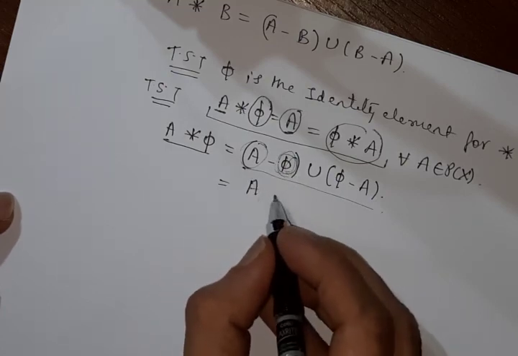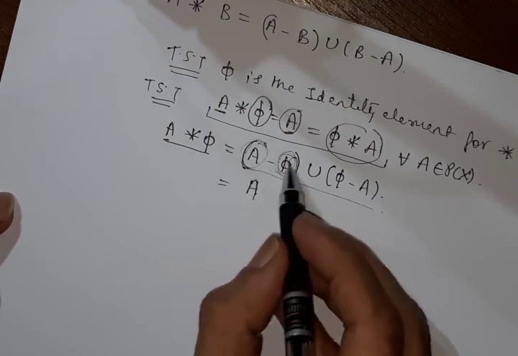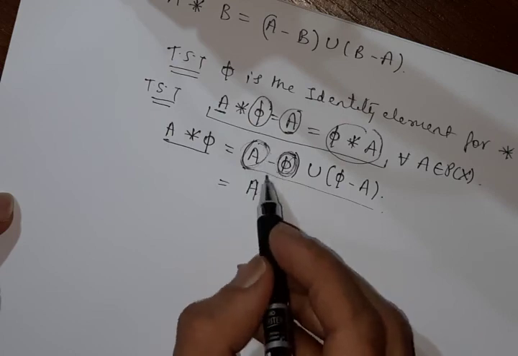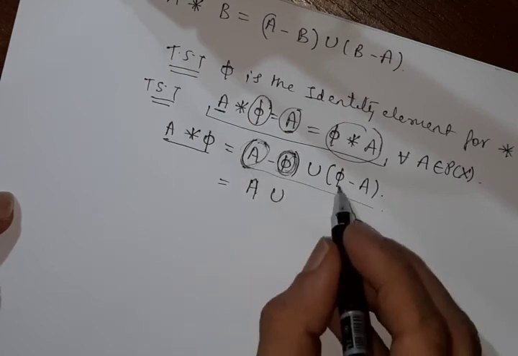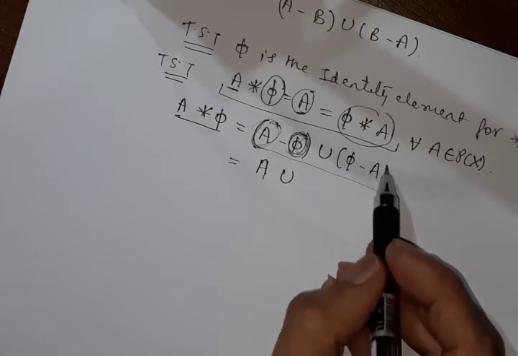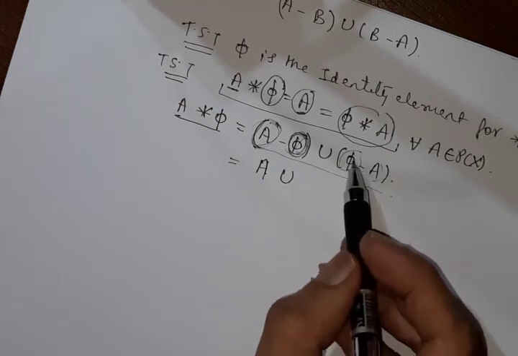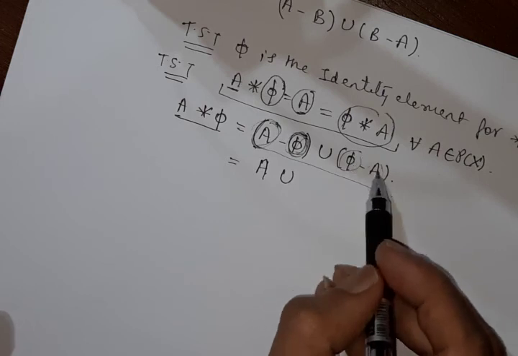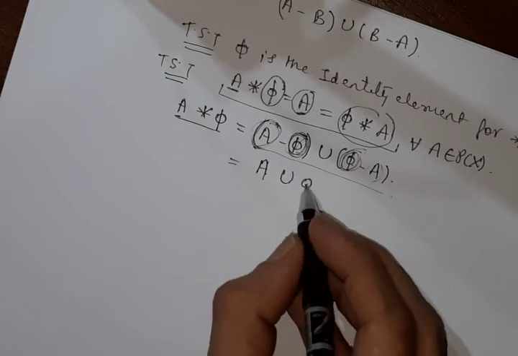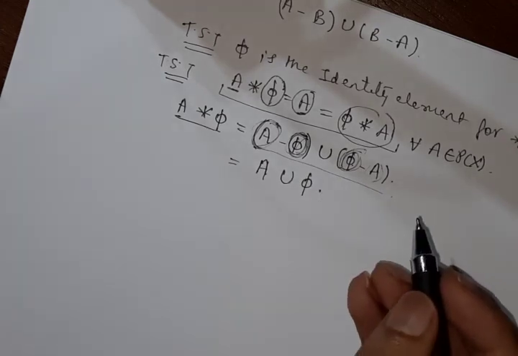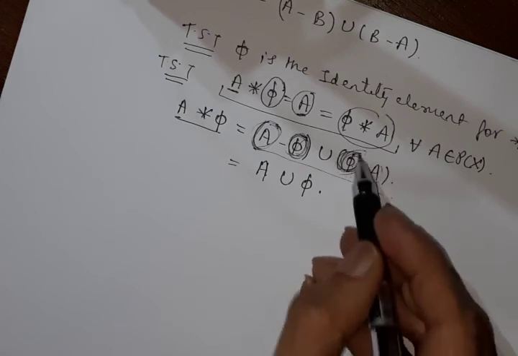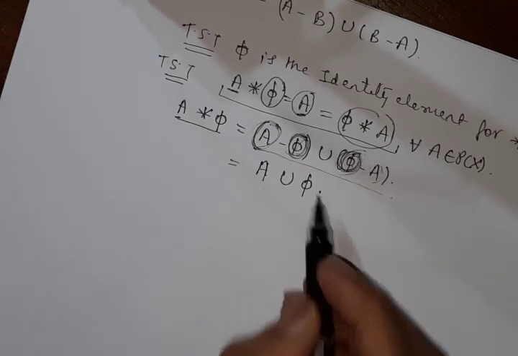The set A itself, right. You are removing elements of the empty set, but there are no elements in the empty set, so what will remain? A only, right. Union, empty set minus A will be what? You are removing the elements of A from the empty set, but there are no elements in the empty set, so what will remain? Only the empty set.